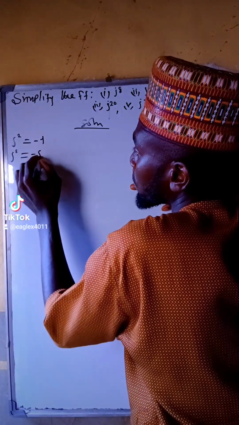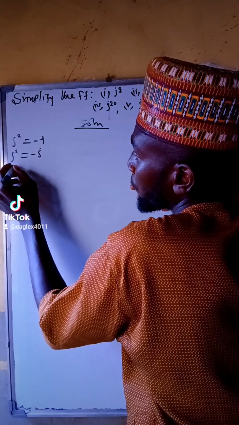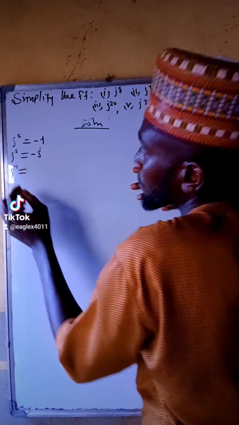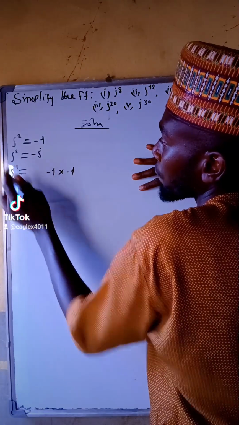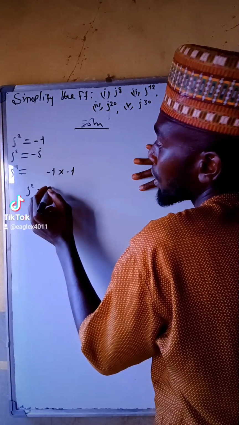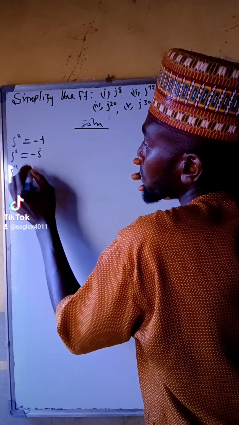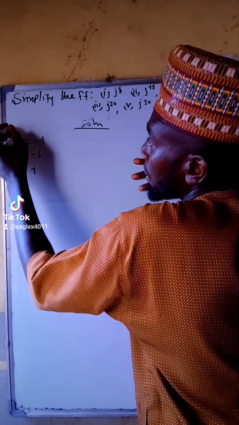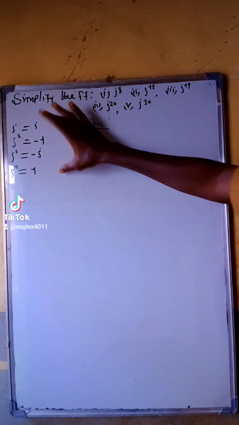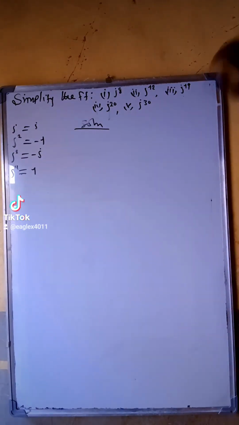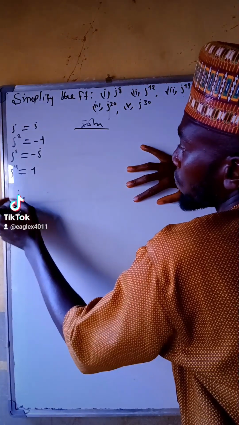Then i raised to the power of 4 will give us minus 1 times minus 1, because i to the power of 4 is the same thing as i squared times i squared, which is negative 1 times negative 1, and this is nothing but positive 1. And i to the power of 1 is equal to i. Let's assume this is our fourth root of unity. With this, we will simplify very easily. Let's start with question 1.